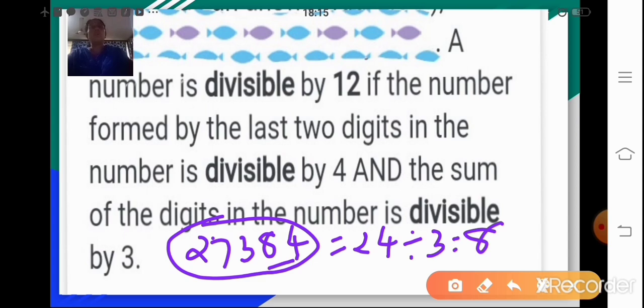Now what is the rule for 4? That is, the last two digits should be divisible by 4. Okay, so that means this 27,384 is divisible by 3 as well as 4.